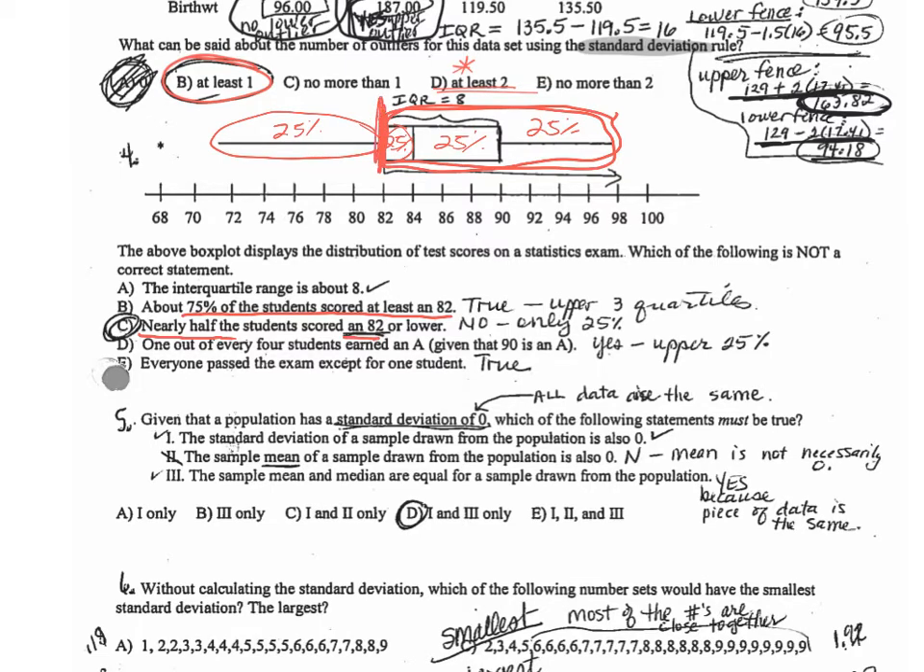C says nearly half of the students scored an 82 or lower. Well, here's 82. Is this half of the students below it? No, it is just one quartile below it. So if it's just one quartile below it, it's just 25%. So that's the one that is false.